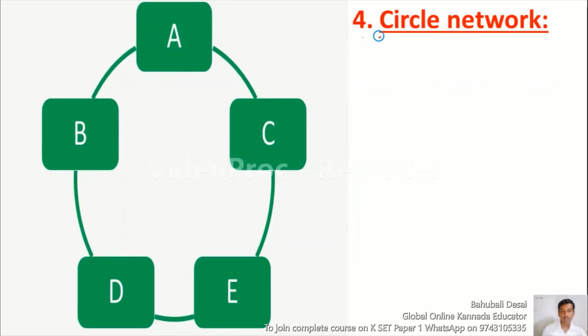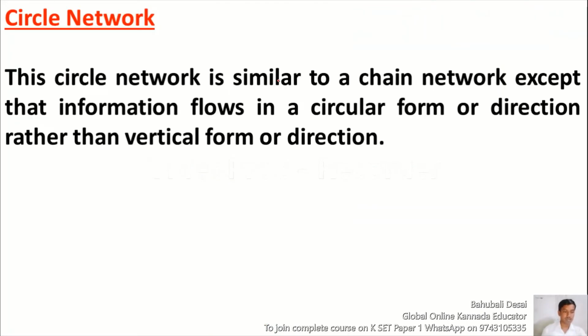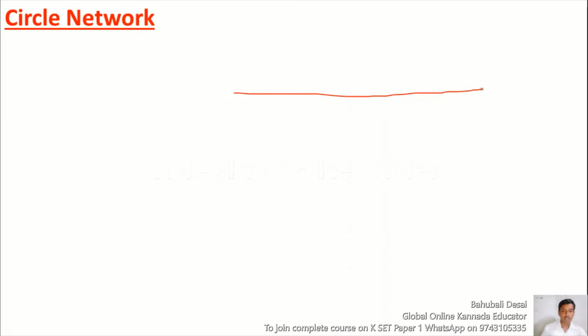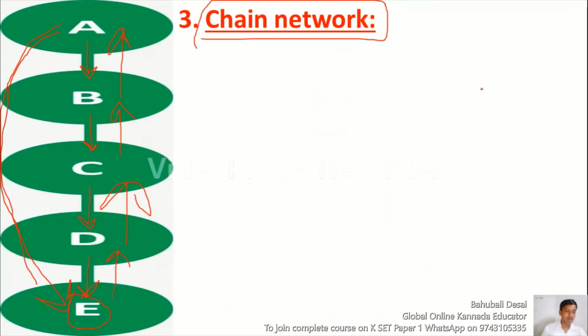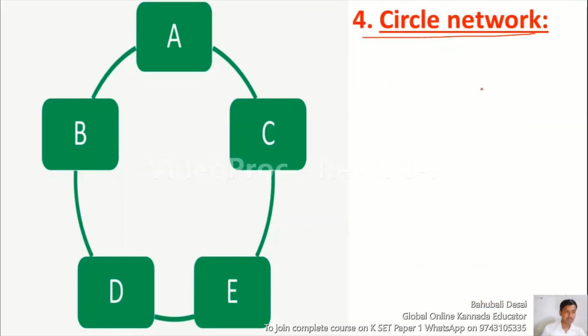Next comes circle network. So there are individuals A, B, C, D, E. So there is no central person in circle network. The circle network is similar to chain network, except that information flow is in a circular form or direction rather than vertical form or direction. In chain network the information was flowing vertically, from up to down or from down to up. But when it comes to circle network, the information is flowing in a circular way.